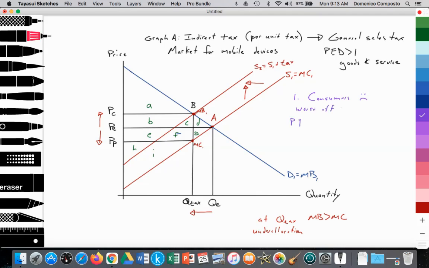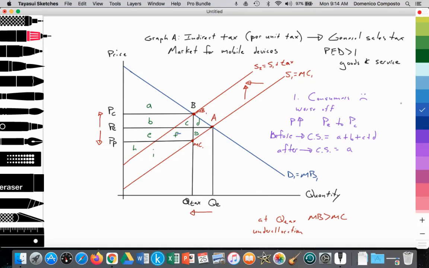Why is that? Well, because the price has increased for them. It went from PE to the price paid by the consumer. And that leaves them with less consumer surplus. So I'll put consumer surplus before the tax. The consumer surplus was equal to areas A plus B plus C plus D. And then after the tax is applied, the consumer surplus is reduced to only area A. So since consumer surplus before, A plus B plus C plus D, was greater than area A, that reduced consumer surplus provides less savings to the consumer, so they are worse off.